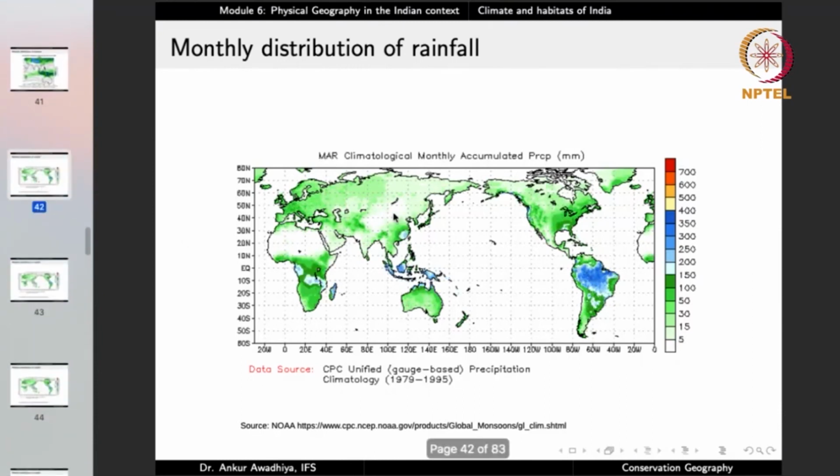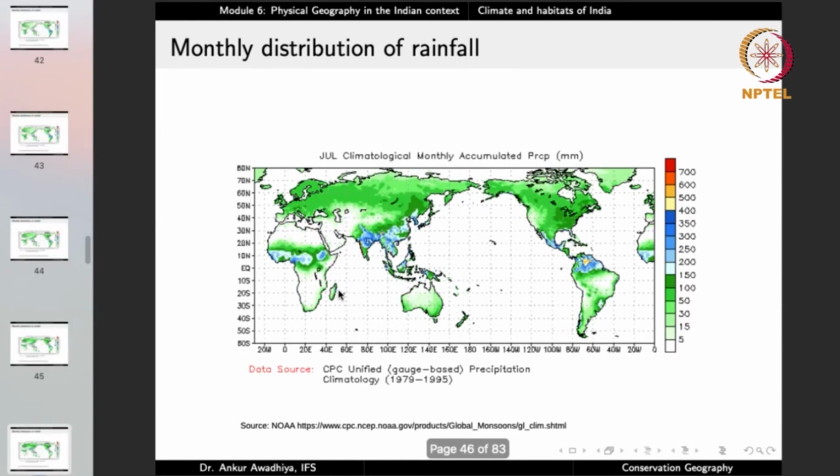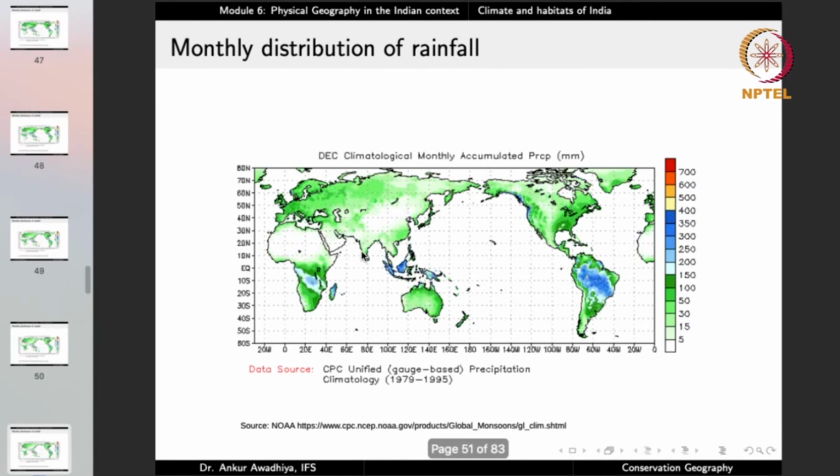So let us now concentrate on Rajasthan. This is the area of the Thar Desert. So this is March, April, May, June, July. So in the month of July, you are getting slight amount of rainfall here. August, September, now it has again become dry. October, November, December, January, February.